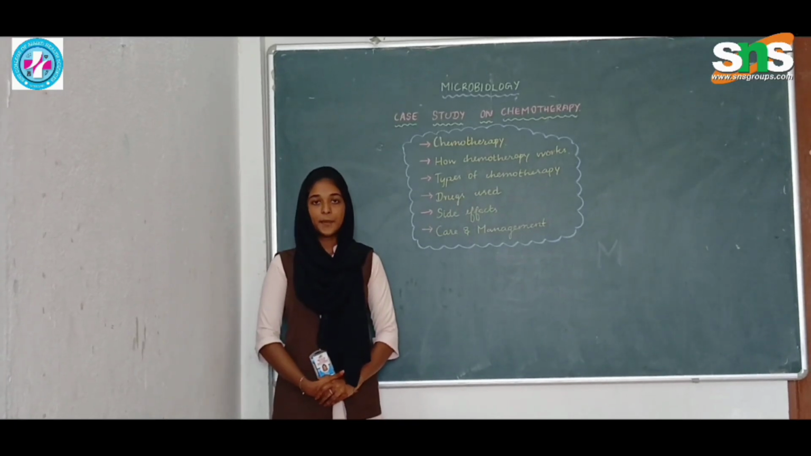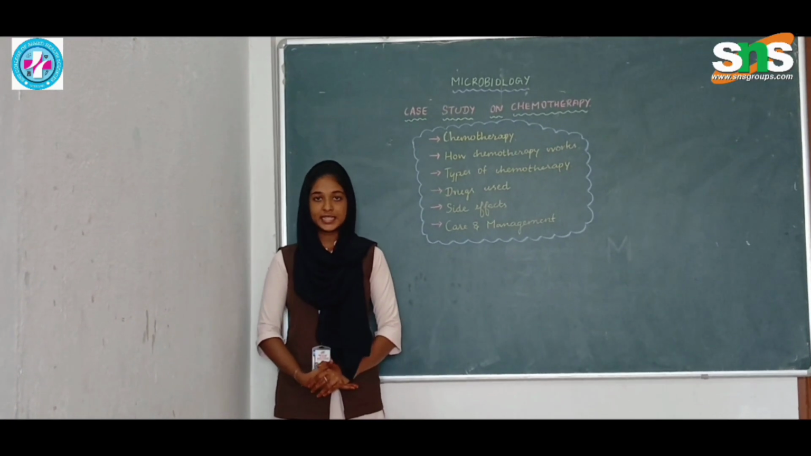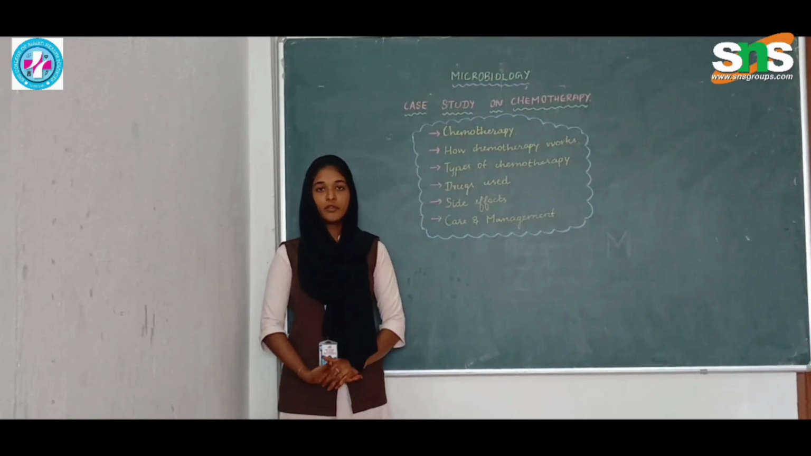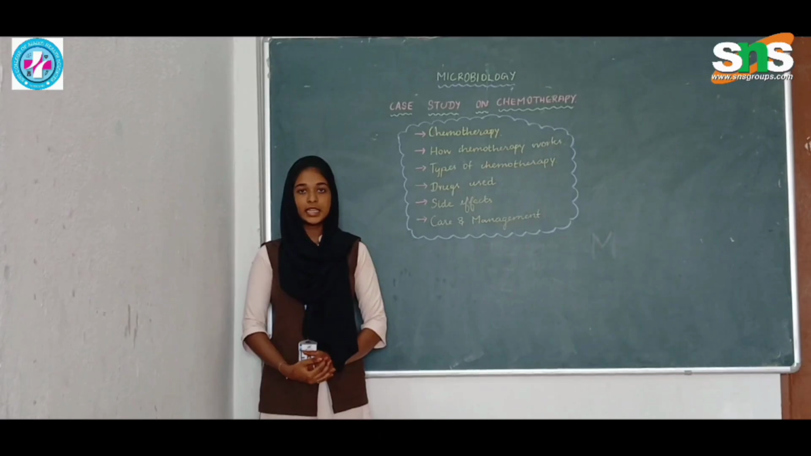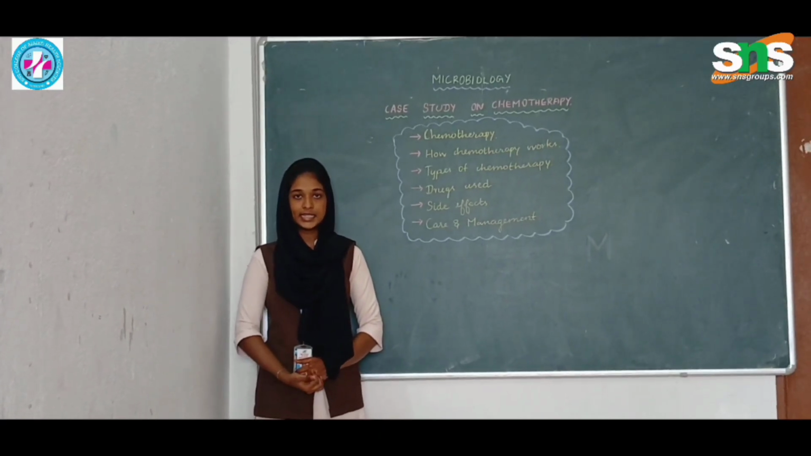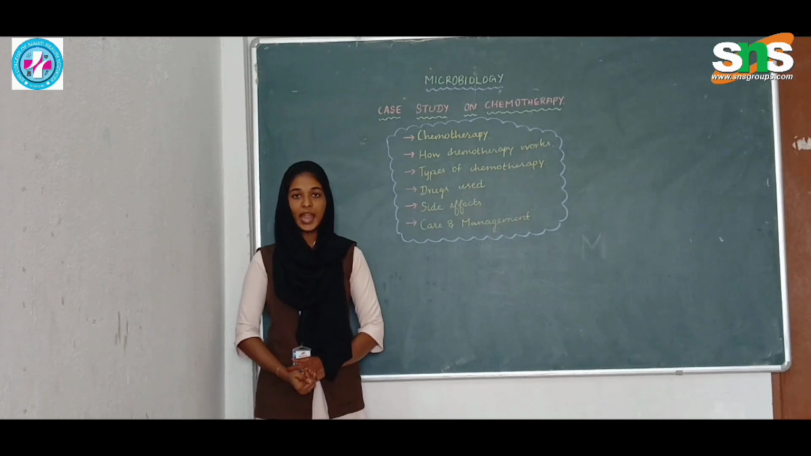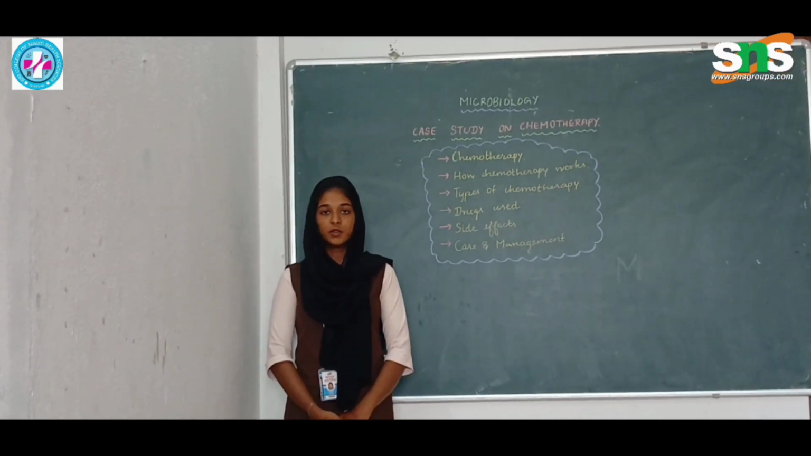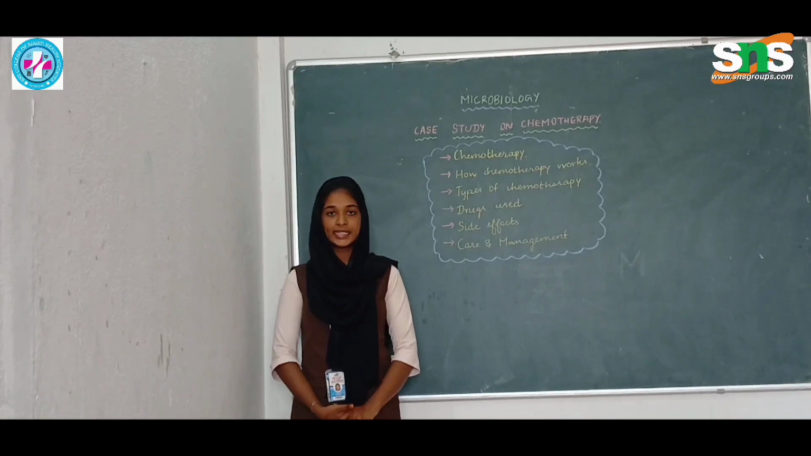Now, let us see about drugs used in chemotherapy. Common drugs used in breast cancers include cyclophosphamide, methotrexate, doxorubicin. These drugs belong to different classes such as alkylating agents, antimetabolites, anti-tumor antibiotics. Each drug works in a slightly different way, but all aim to stop cancer cell growth.